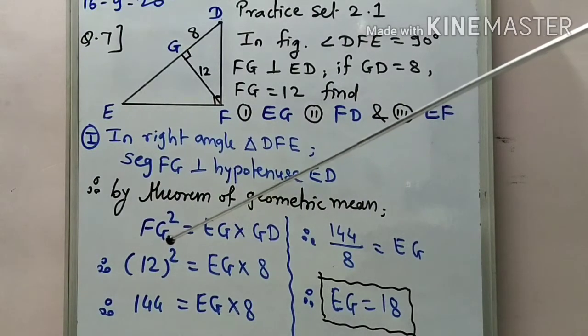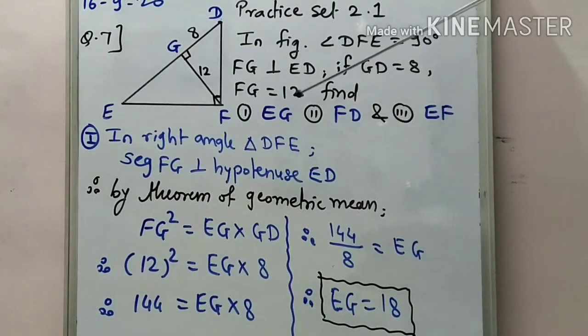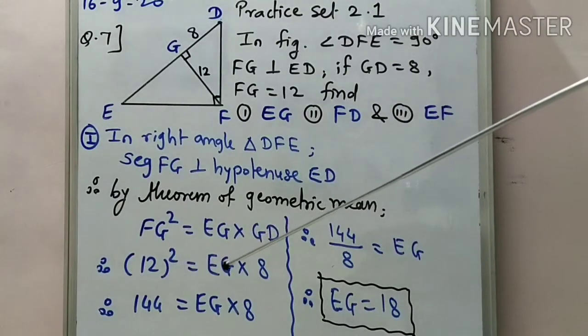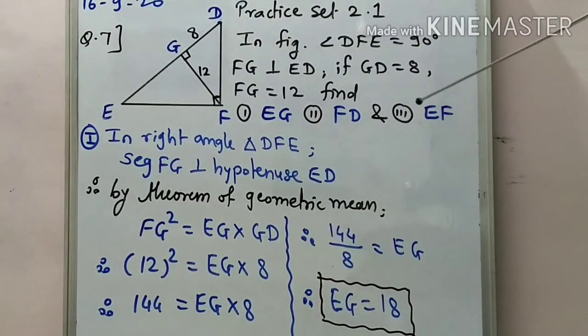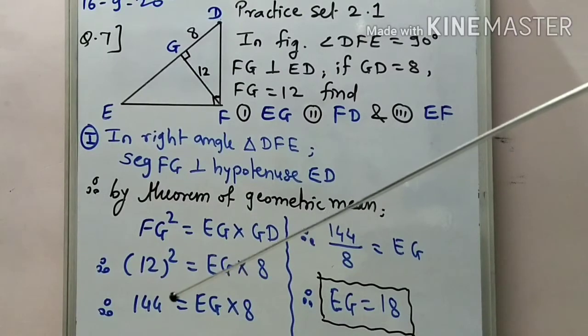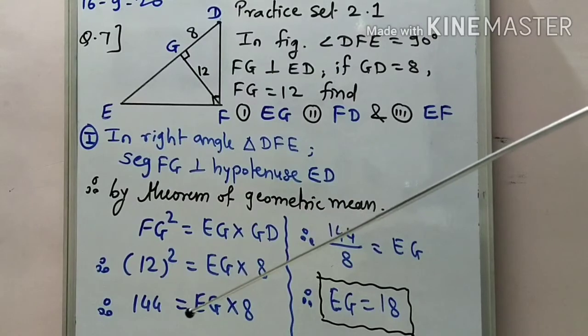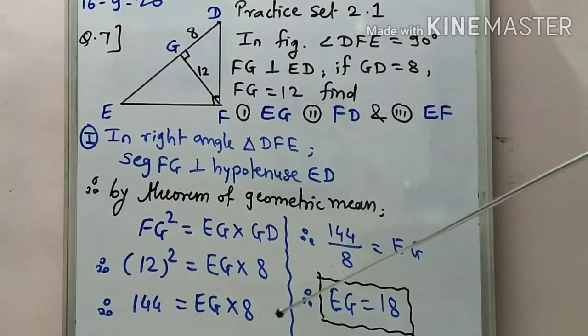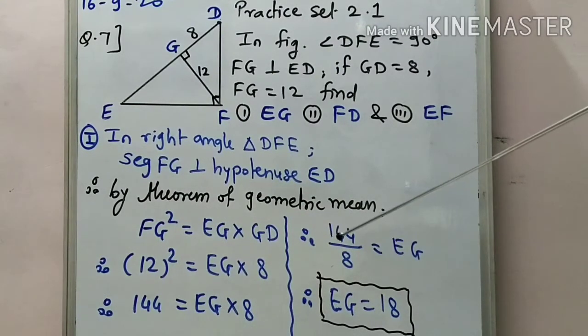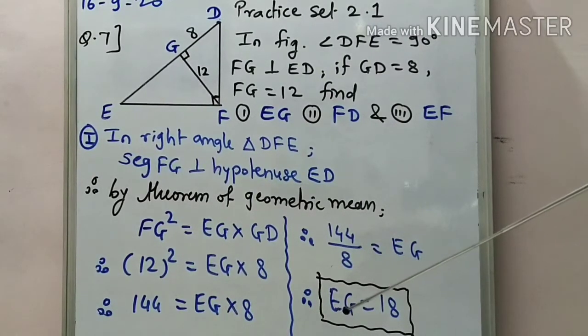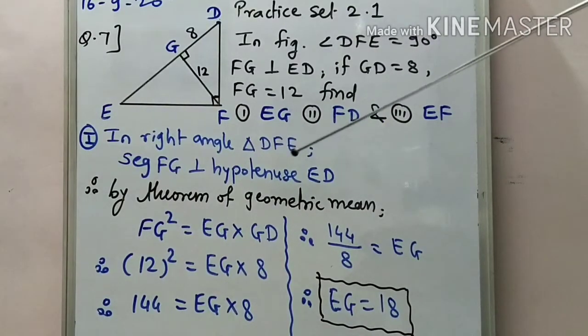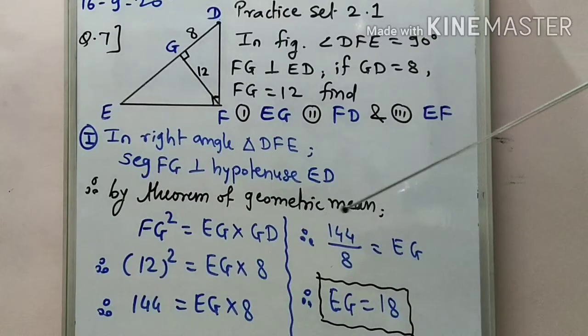So here we substitute the value of FG, which is given as 12. So square of 12 equals EG into what? GD, and GD is also given as 8. So now we simplify it. Square of 12 is 144 equals EG into 8, and hence EG is equal to what? 144 upon 8. So as we do this division, EG is equal to 18. Okay, so first we find EG by the geometric mean theorem, that EG is 18.